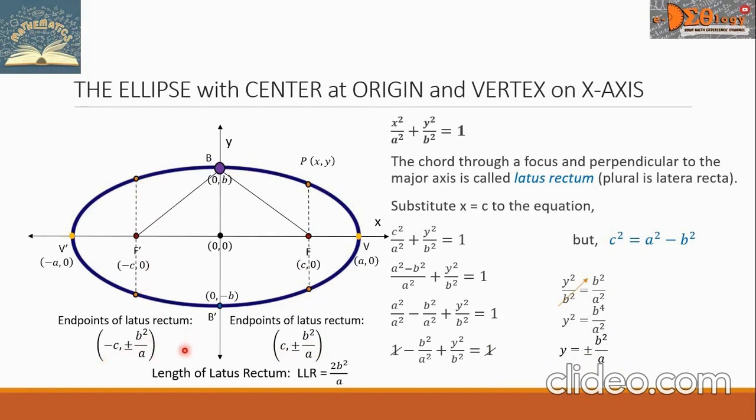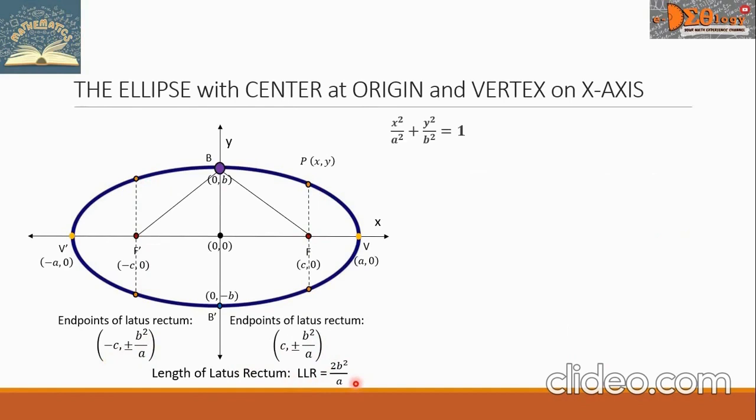Now for the length of latus rectum, abbreviated by LLR, this is equal to 2b squared over a. Now, the eccentricity, denoted by E of the ellipse, is the ratio C over A.